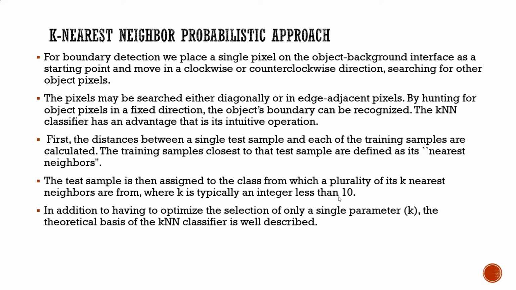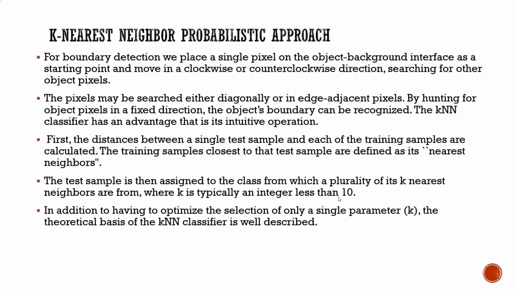First, the distances between a single test sample and each of the training samples are calculated. The training samples closest to the test sample are defined as its nearest neighbors. The test sample is then assigned to the class from which a plurality of its k-nearest neighbors are from, where k is typically an integer less than 10. In addition to having to optimize the selection of only a single parameter k, the theoretical basis of the KNN is well described.